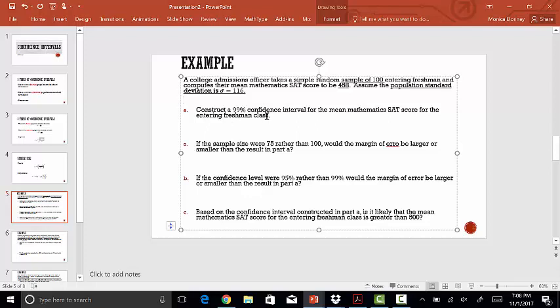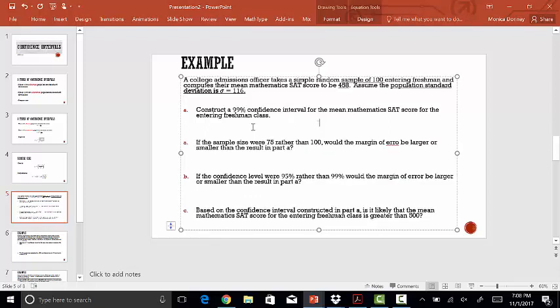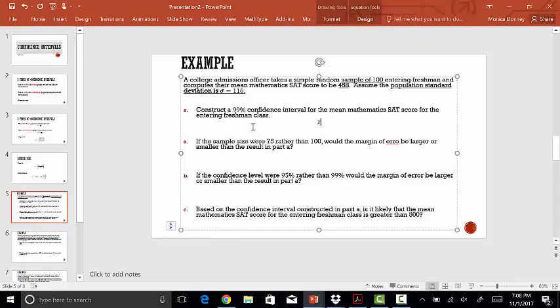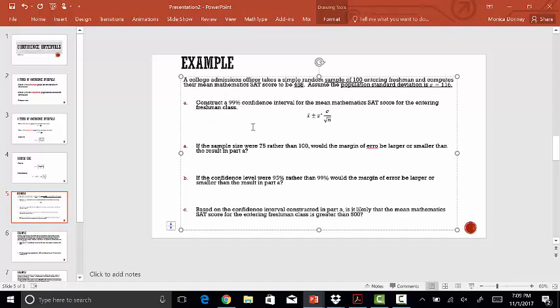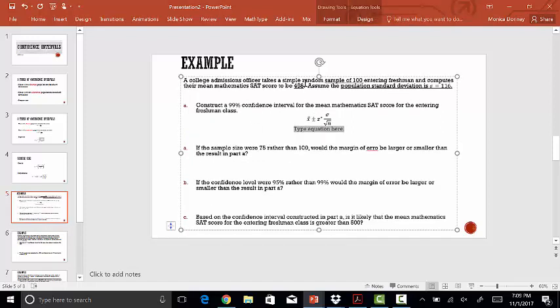So question A says construct a 99% confidence interval for the mean mathematics score for the entering freshmen. Well, again, we're using that formula where we have x bar plus or minus z star, and then we have sigma over the square root of n. Alright, in using that formula, I simply plug in everything I know.